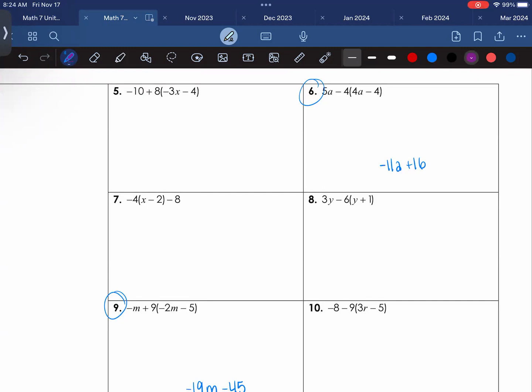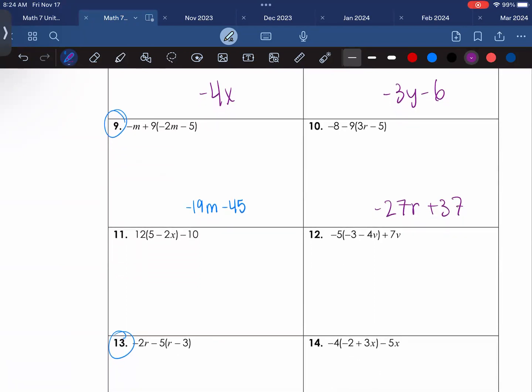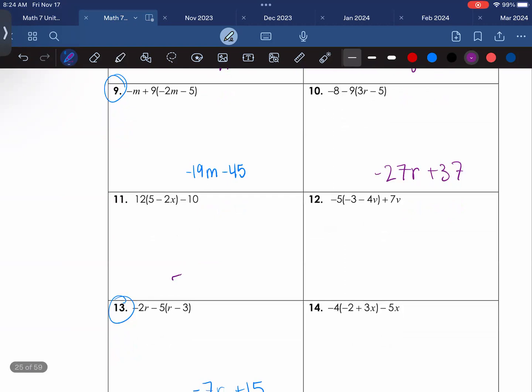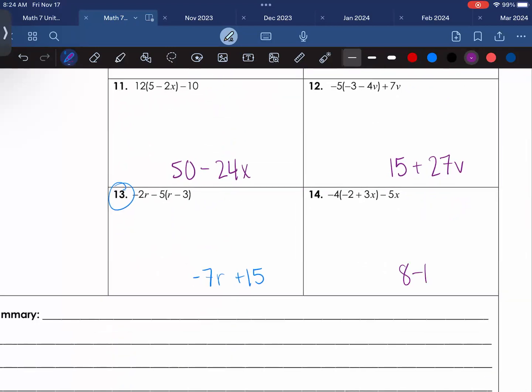All right, number 5 is negative 24x minus 42. Number 7 is just negative 4x. Number 8 is negative 3y minus 6. Number 10 is negative 27r plus 37. Number 11 is 50 minus 24x. Number 12 is 15 plus 27v. And number 14 is 8 minus 17x.